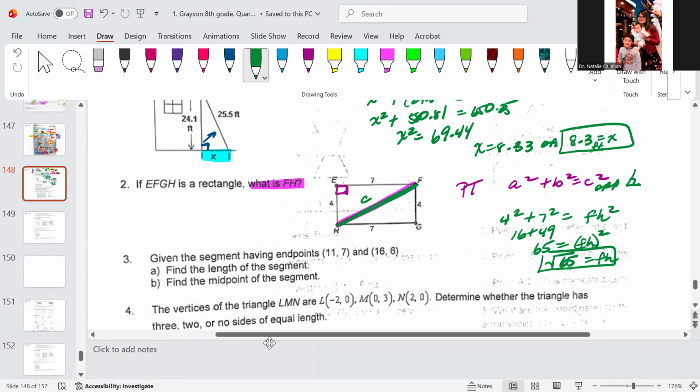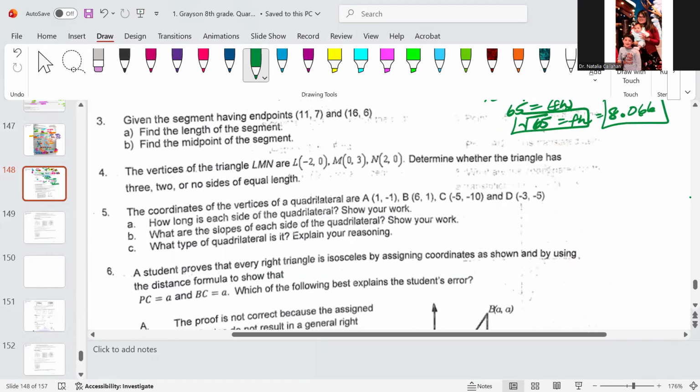Now, because you have a calculator, it is possible for you to go ahead and just use a calculator. I know that square root of 64 is 8, correct? So I know 65 is probably 8.1, right? It's 8.066. No, my bad. So you could use that way too. Okay.